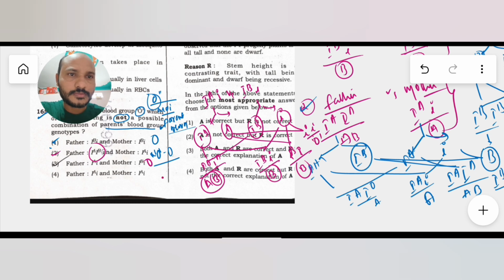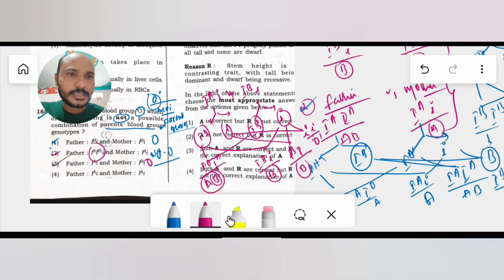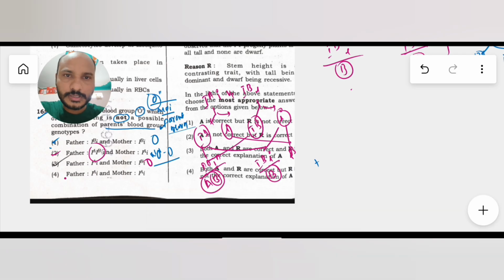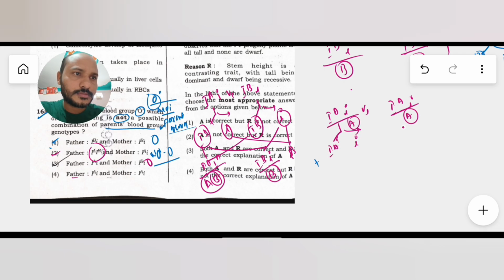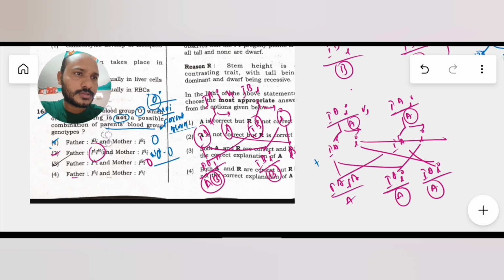Right, one more and the last combination we will check. Next, the father has IAi and the mother has IAi, both heterozygous, both having A blood group. Cross: IAIA means A blood group, IAi also A blood group, IAi A blood group, and ii means O blood group. Here also we have O blood group. So in these questions there are three combinations where the person can have O blood group.